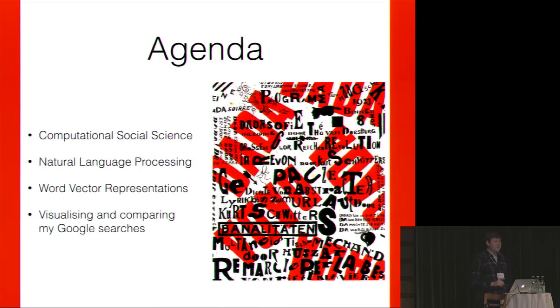So the agenda for today is to talk a bit about computational social science and what that is, then have a brief intro to natural language processing, which will relate to the keynote we saw today. And then I'm going to talk about word vector representations, and I'm going to visualize my own Google searches.